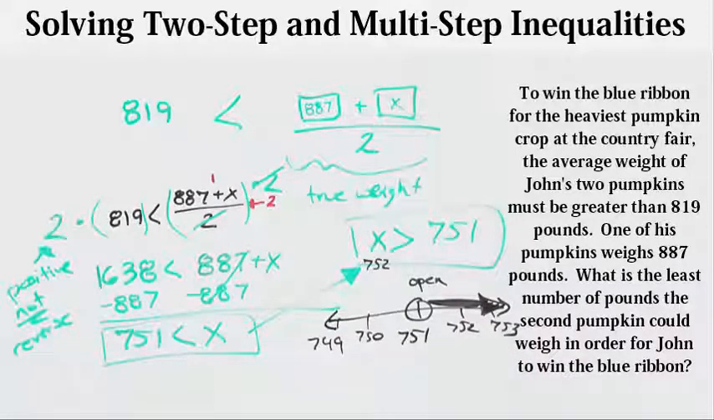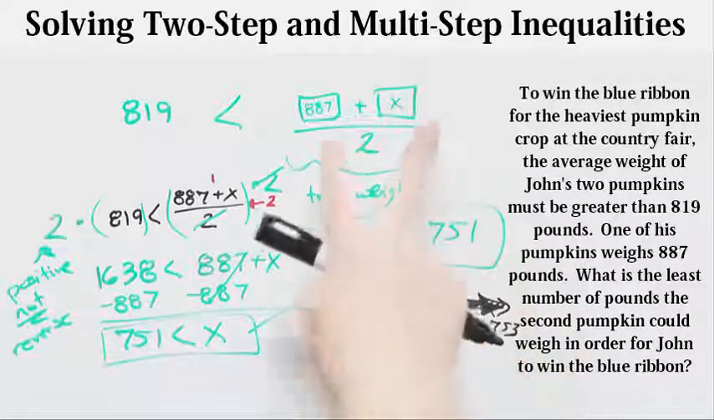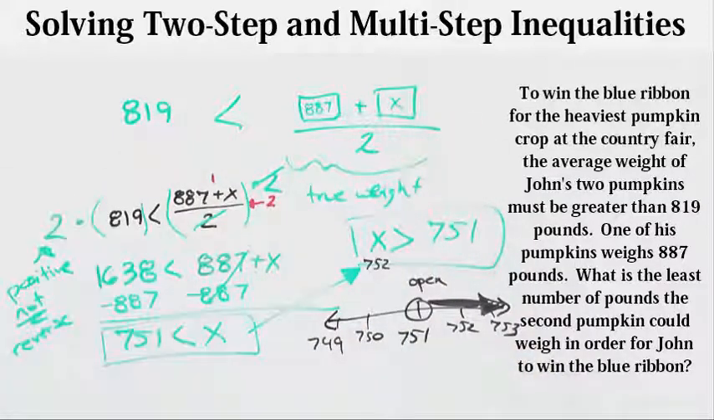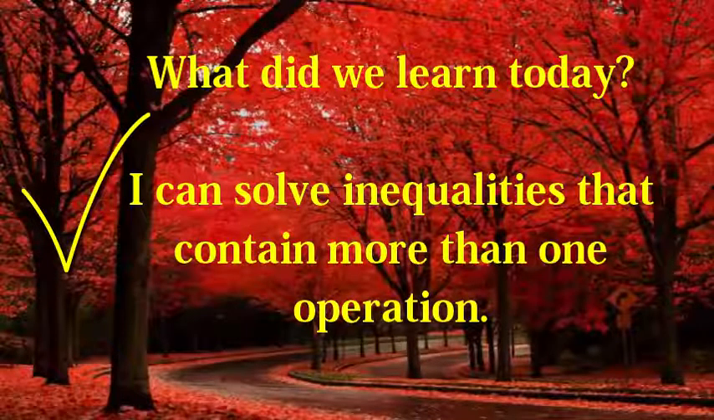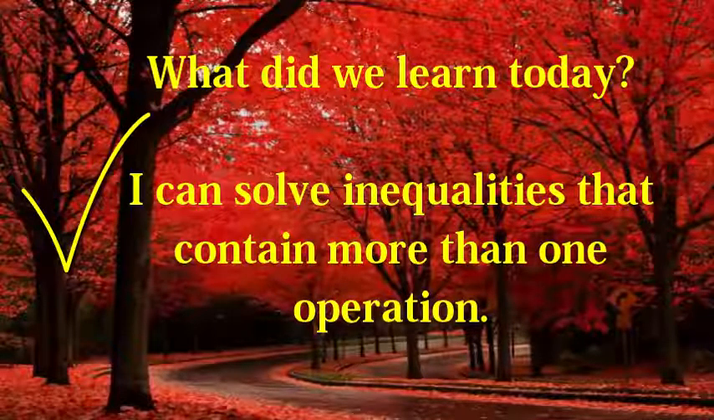So if John is to win the blue ribbon, his second pumpkin needs to be bigger than 751 pounds to make the average of the two pumpkins greater than 819. What did we learn today? I could solve inequalities that contain more than one operation. And I look forward to seeing you tomorrow in class.